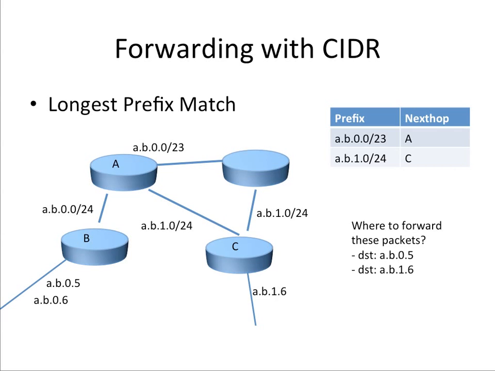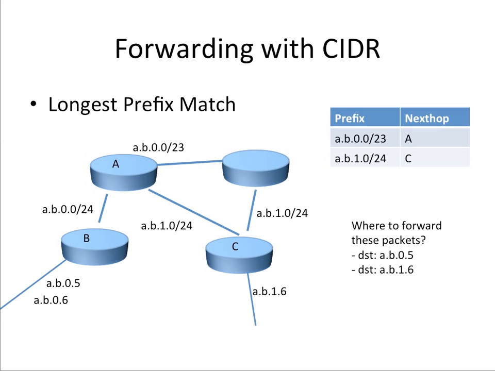And A has not only B, but let's say many other customers. So it's going to aggregate these addresses and advertise a single prefix that's more general. We're talking about /23, right? To the other set of ISPs. Why do you want to aggregate?